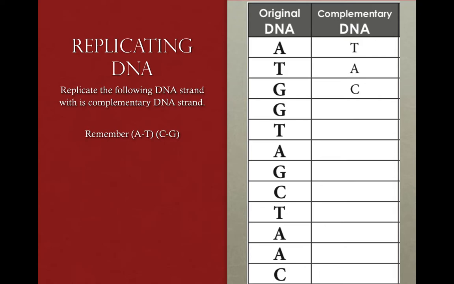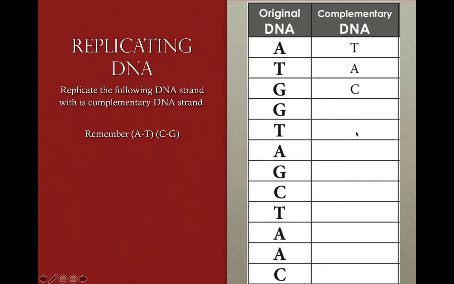So right here is an example of replicating DNA, and typically how I word that is I'll give you a DNA strand and I'll ask you to replicate the DNA strand or give me the complementary DNA strand. So I give you a few here to start you off. So A pairs with T. The T, of course, pairs with A, G with C, and see if you can finish this out. So what would pair with G here? That would be C again.